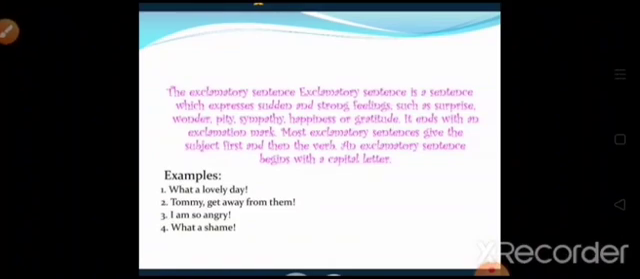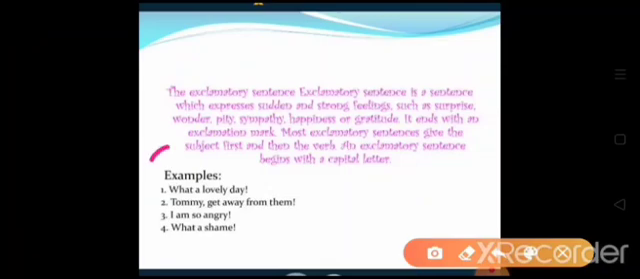The exclamatory sentence is a sentence which expresses sudden and strong feeling such as surprise, wonder, pity, sympathy, happiness or gratitude. It ends with an exclamation mark. Most exclamatory sentences give the subject first and then the verb. An exclamatory sentence begins with a capital letter. Always remember this. It begins with a capital letter.